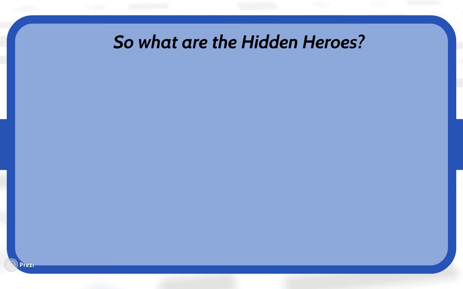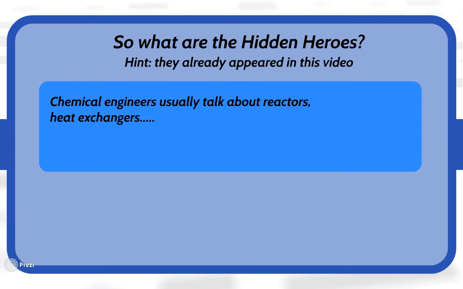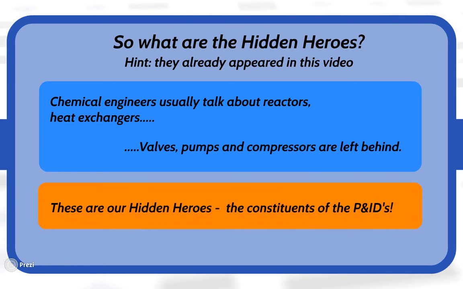Earlier, we mentioned hidden heroes, but what exactly are they? Here's a hint. They've already appeared in the video. Chemical engineers usually talk about reactors, heat exchangers. However, valves, pumps, and compressors are left behind. These are our hidden heroes, the constituents of the P&IDs.